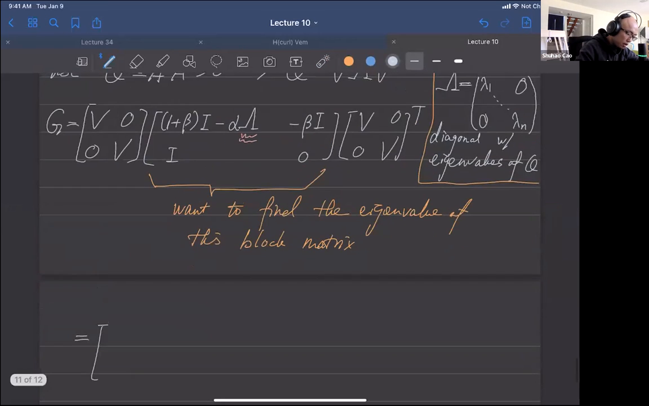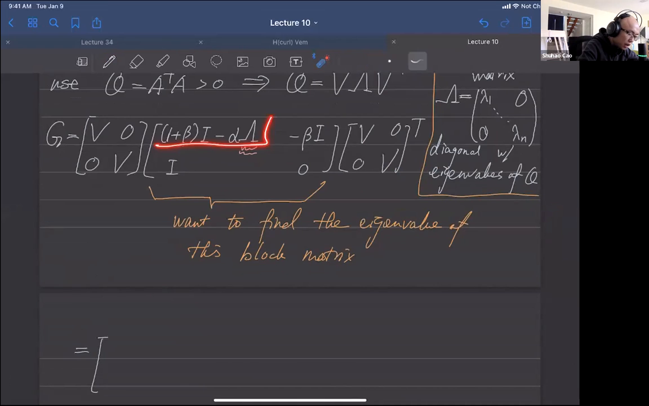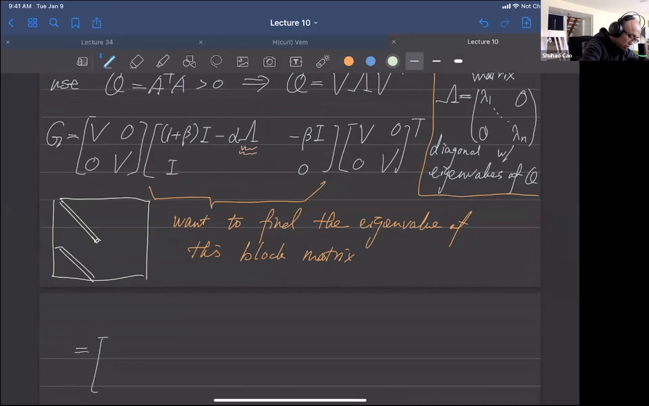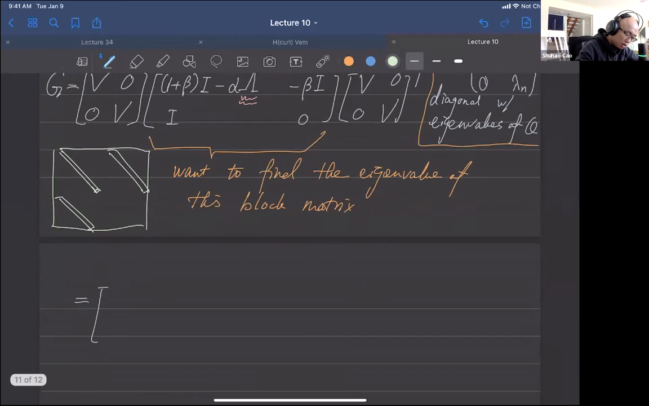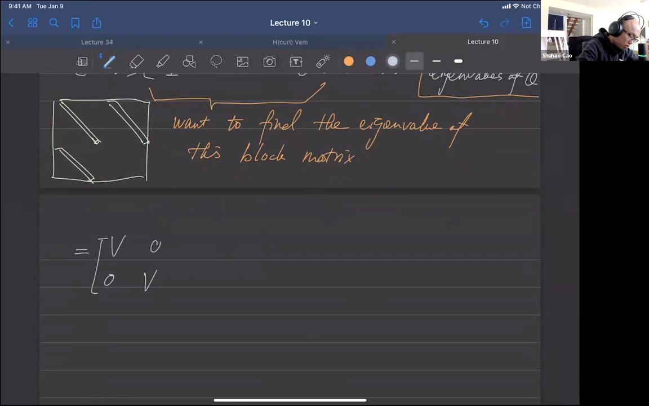Because the main diagonal is already a diagonal matrix, this one is block diagonal, and this one is diagonal, this one is diagonal. So we have a matrix looking like this, with this block diagonal structure. So we can use a Pi matrix, which is a permutation matrix. We just permute these entries so that it becomes little blocks.